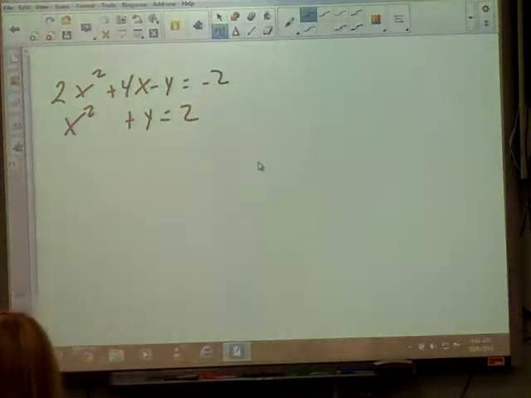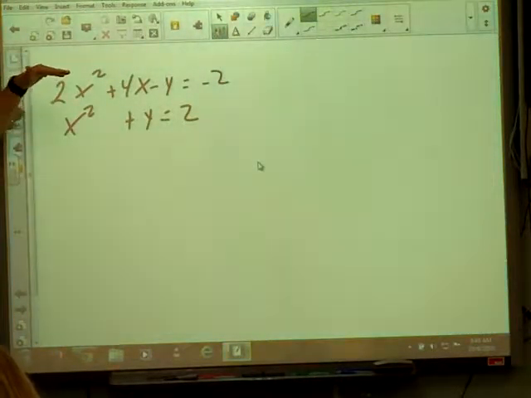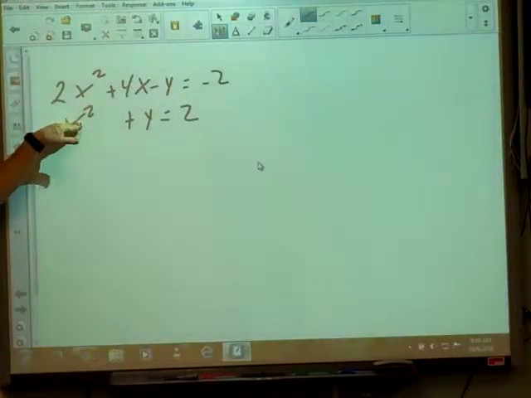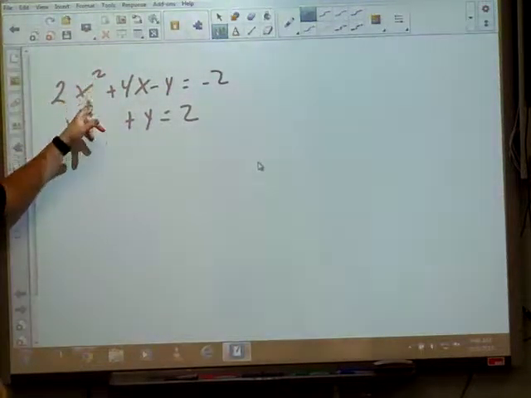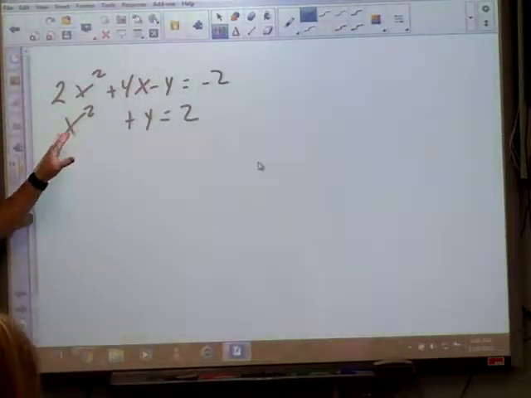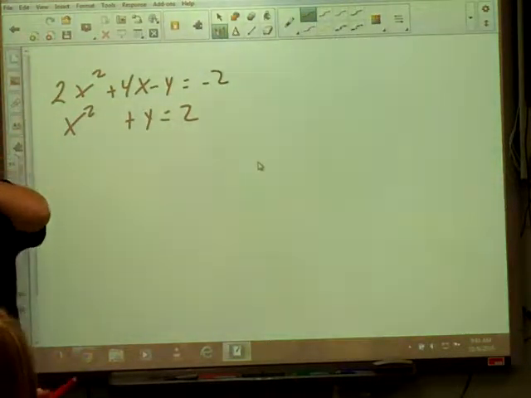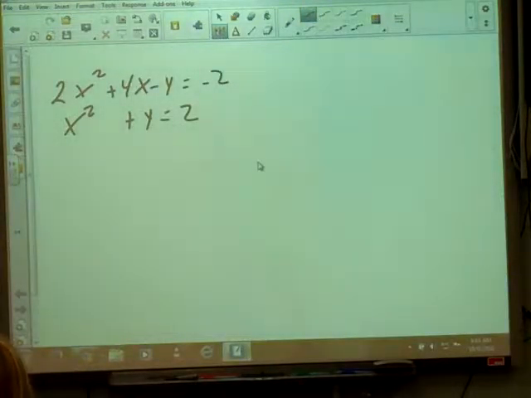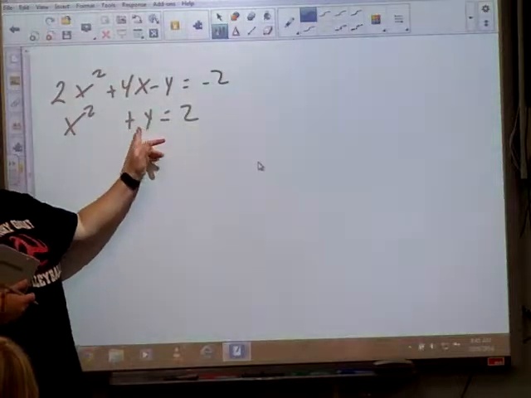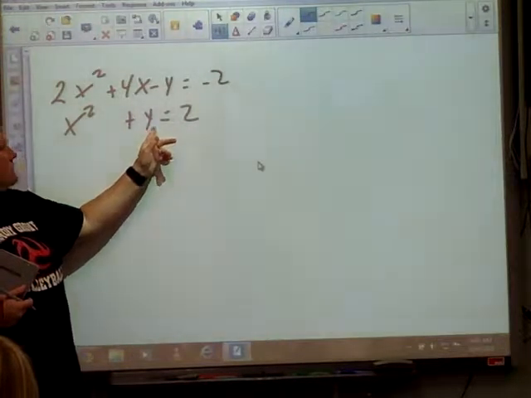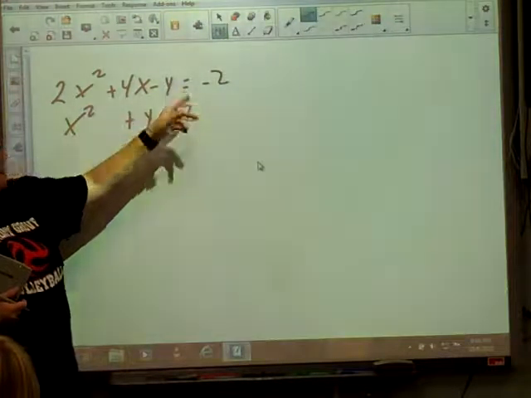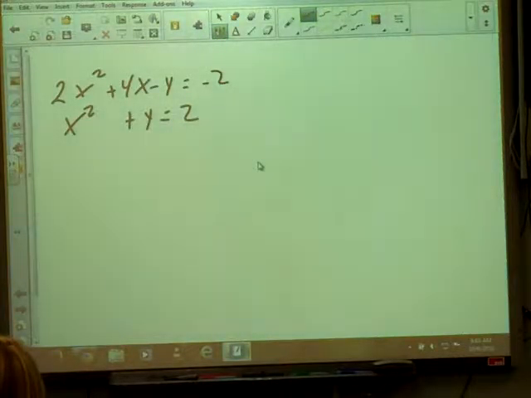All right. Let's look at another way to solve some of these. Got 2x squared plus 4x minus y equals negative 2, and then I've got x squared plus y equals 2. All right, don't start doing this one yet because I'm going to show you another way and try to help you see when it's better to do this way and fix it and show you.